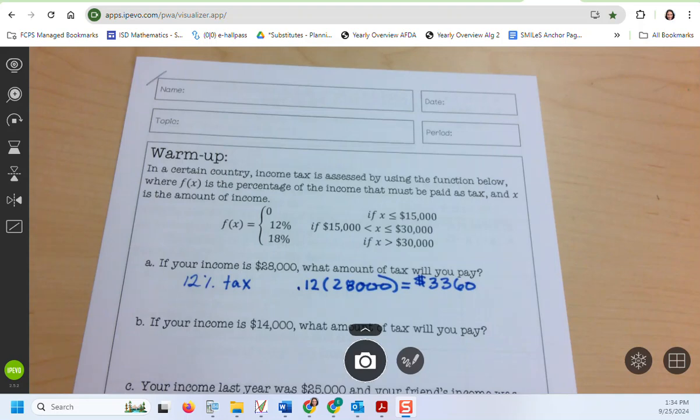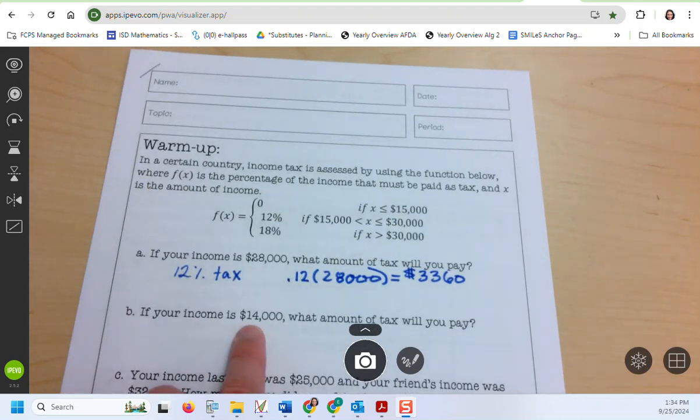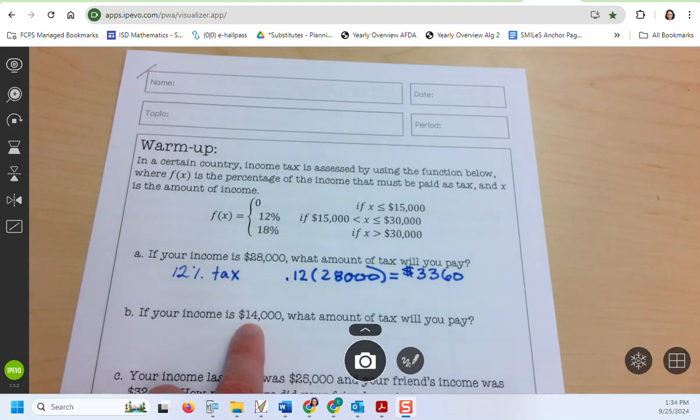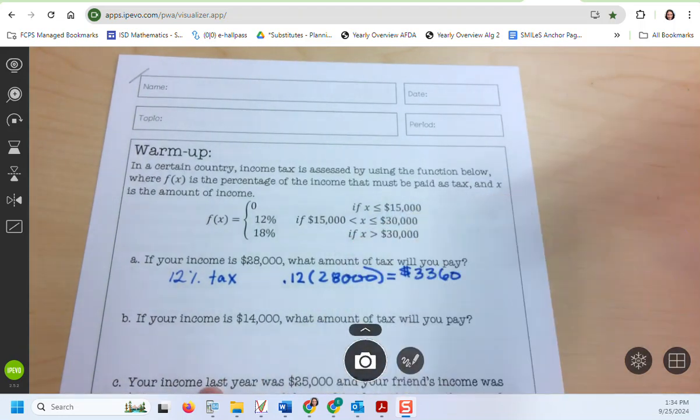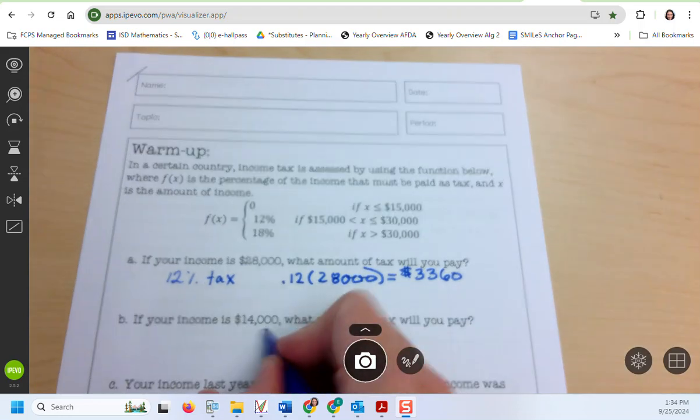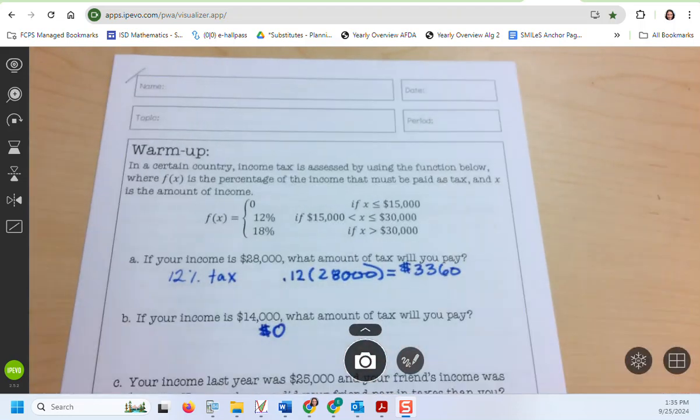All right. If your income is $14,000, what tax do you pay? 0. Nothing. Okay? So that's good. If $14,000 is less than $15,000, so you pay $0 tax.